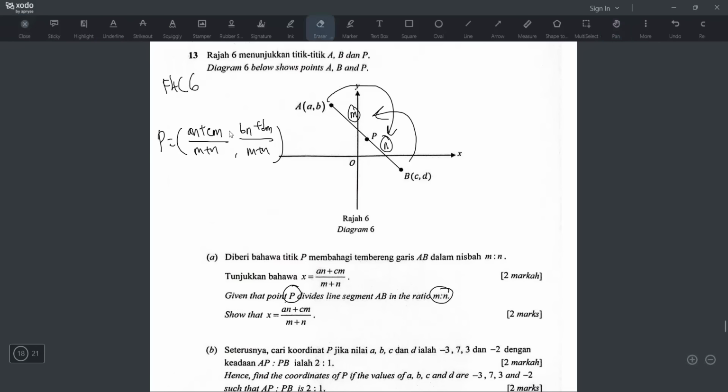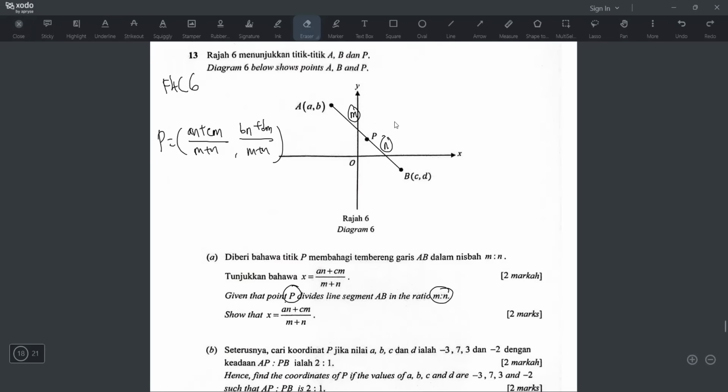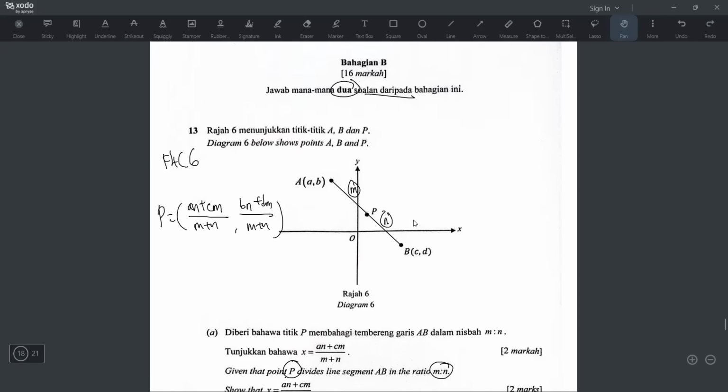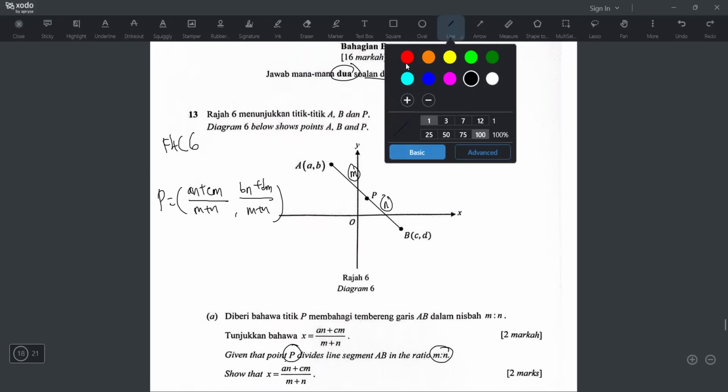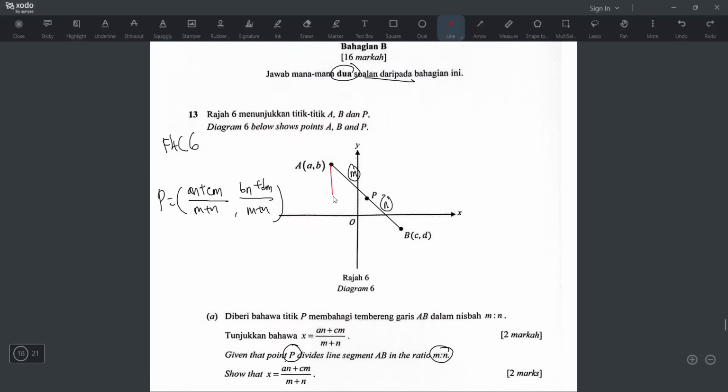Of course, I have to erase this. I will explain how to prove or derive this formula. The way to do it is you have to draw some triangles. So I will take out my ruler and draw. I will form two triangles here, both right angle triangles. It will look like this, right?